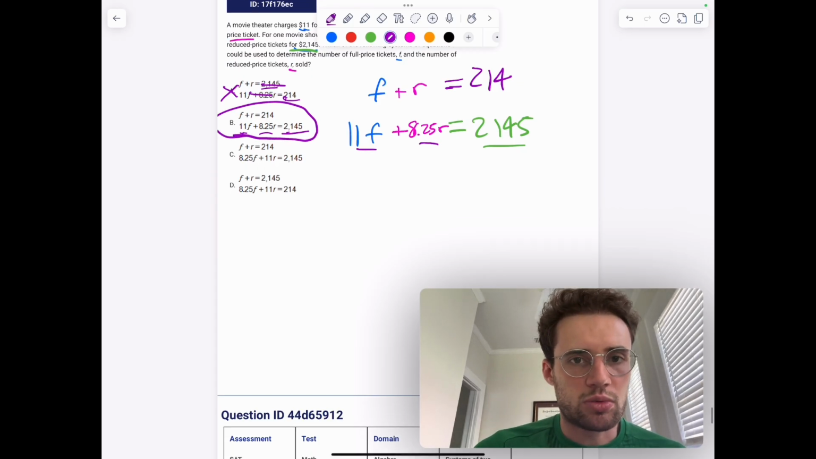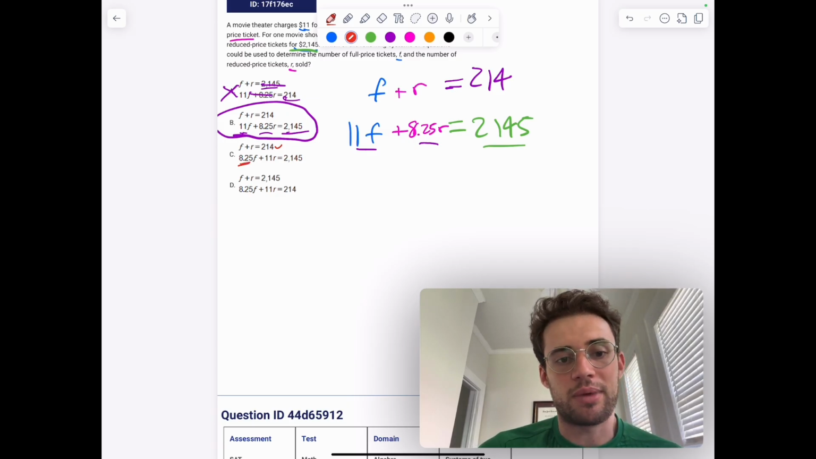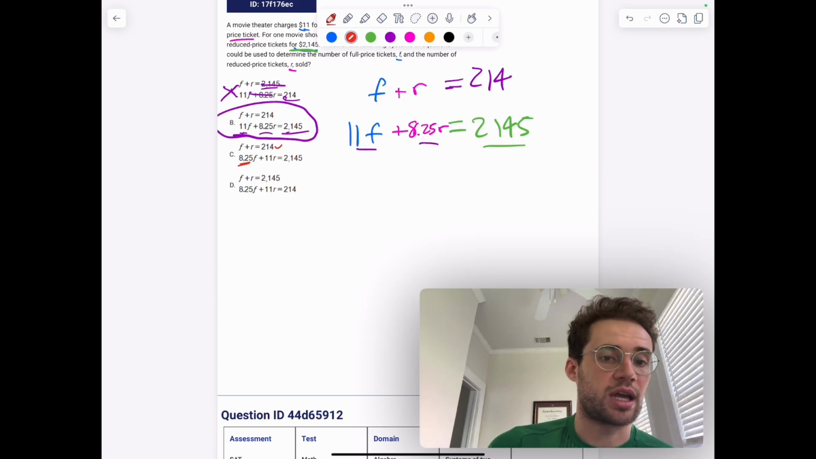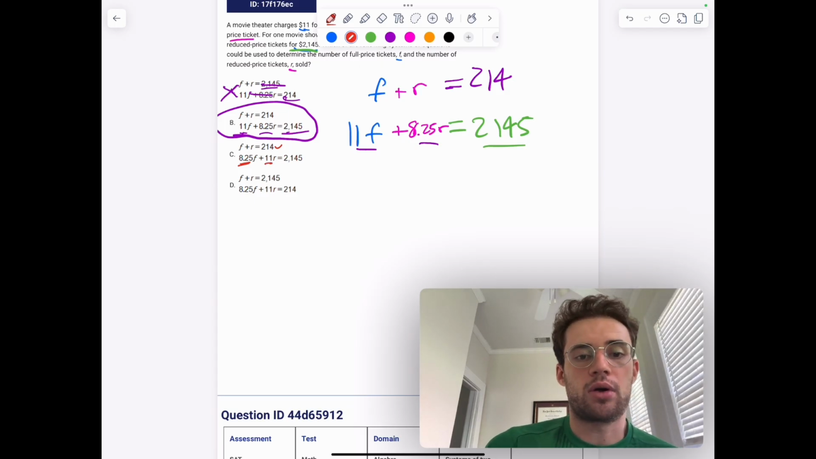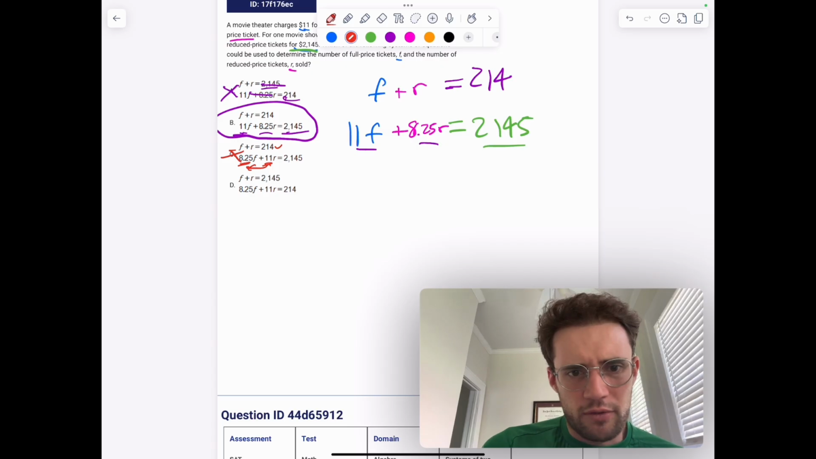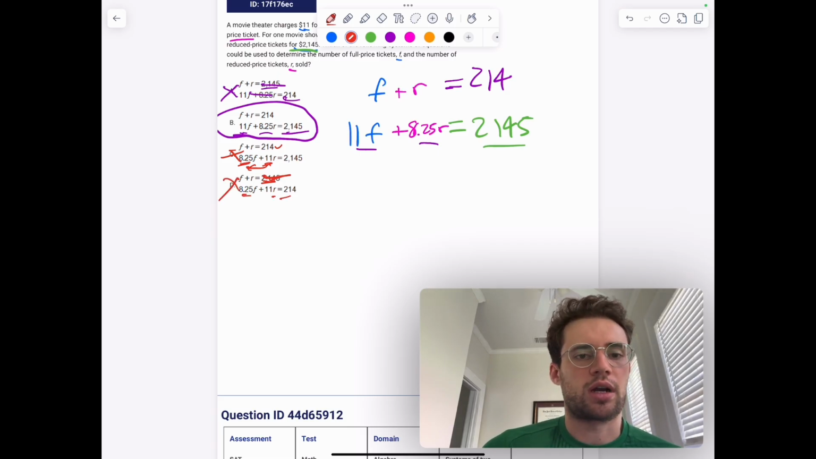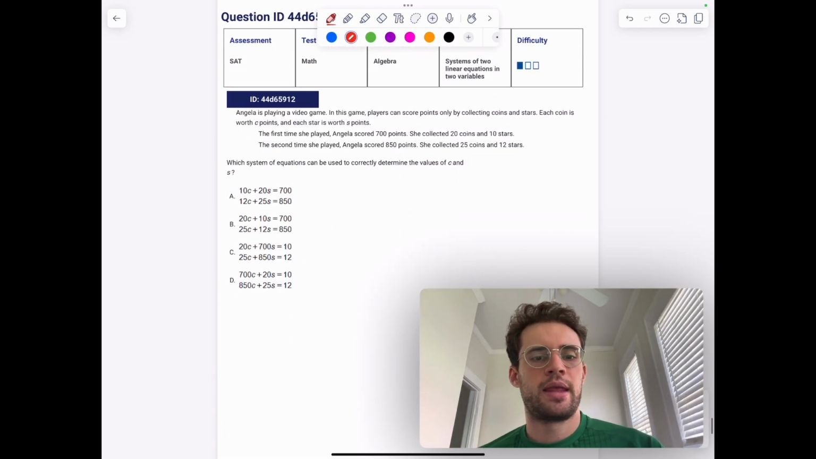And then just let's rule out the other ones. F plus R equals 214. That part is right, but they have 8.25F. So they're multiplying the number of full price tickets by the cost of the reduced ticket, and the number of reduced tickets by the cost of the full price ticket. So they just switched the coefficients here. That would be the error with C. And then F plus R equals 2,145. So again, they're saying that the number of tickets adds up to 2,145. That's incorrect. And then that they only made 214 in revenue. That's also incorrect. So B is the right answer there.